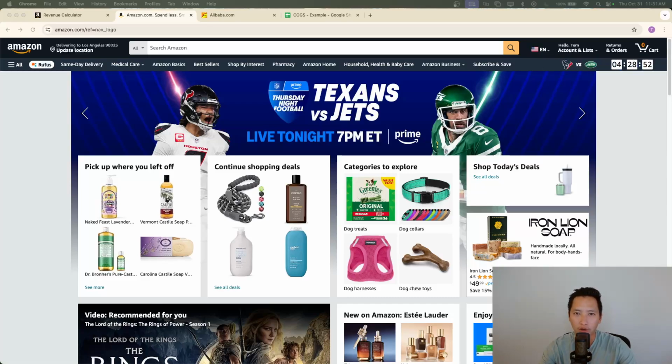So we're going to walk through a step-by-step process on how to calculate Amazon profitability, a very important thing to know when you're launching a new brand. So we're going to walk through a real life example as well.